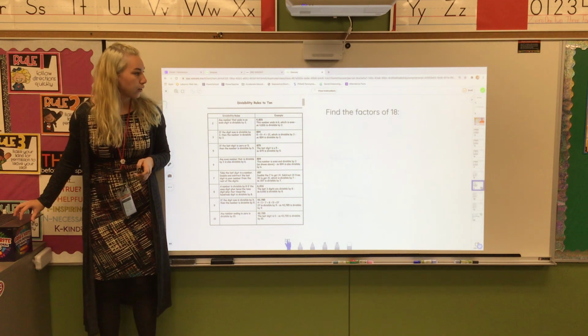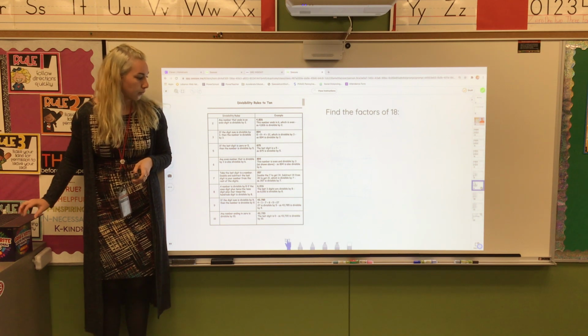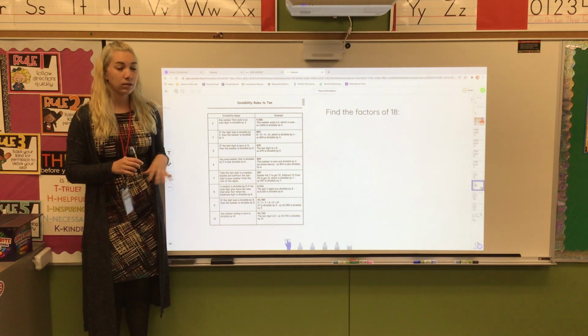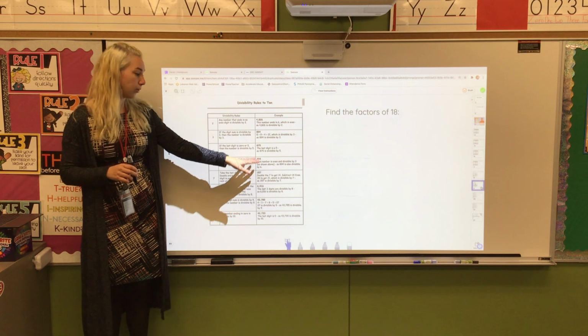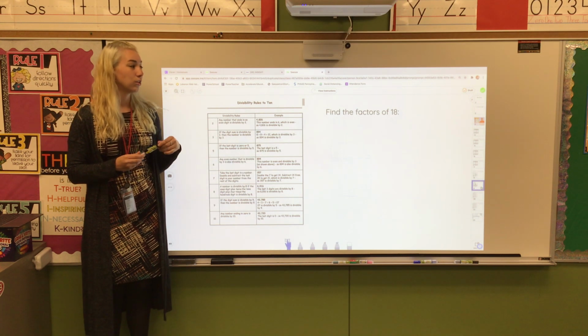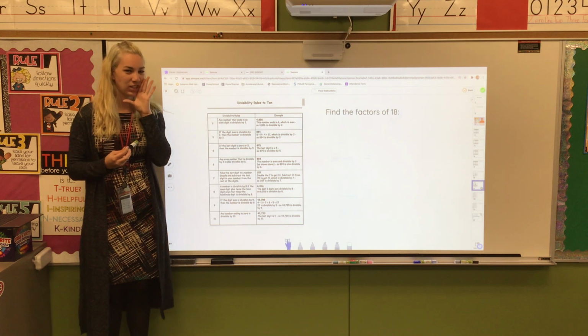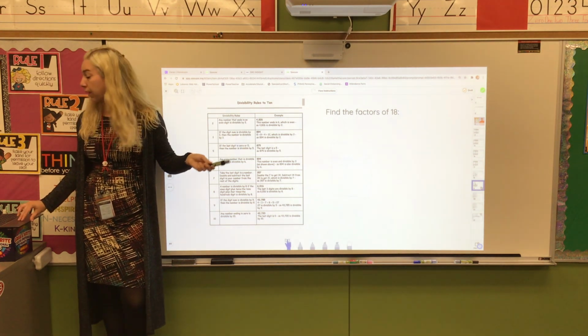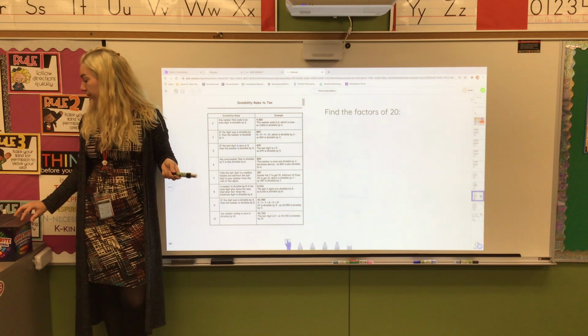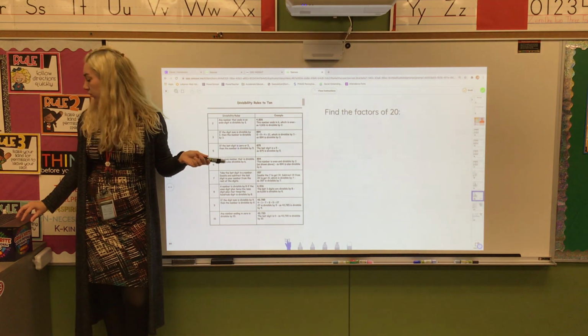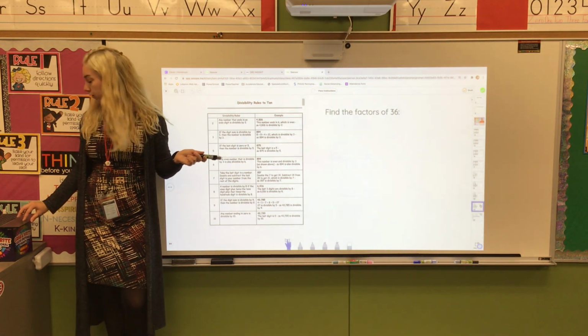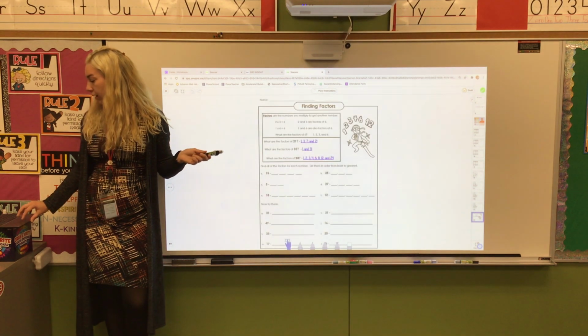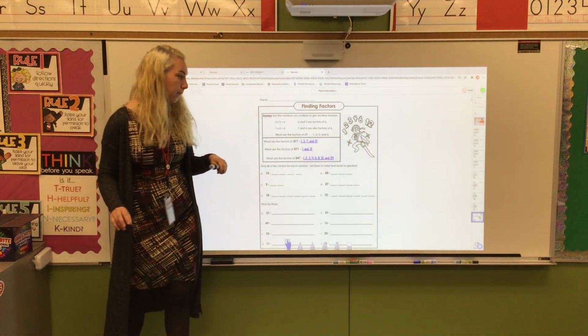You are going to find all the factors of 18. Now, we don't have the multiplication chart anymore, but you do have your divisibility rules. So 18, I just gave you some on the last slide. So make sure you're doing this page. You must do this page, and this page, and this page, and then lastly, this page, okay?